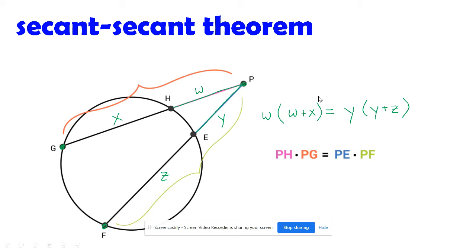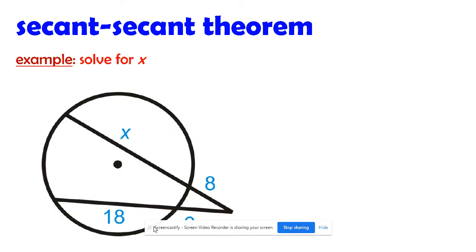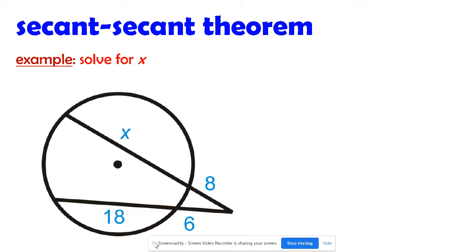So again, we're going to see a couple examples of this to see how this will work. So here, we've got 2 secants. The top one here, we have an 8 and an X. So I'm going to take the 8, that's the part on the outside, and I'm going to multiply it by both parts added together. So 8 plus X. And then on the other side of the equal sign, I'm going to do the same thing with the 6 and the 18. The 6 is the part on the outside of the circle, so it's going to be out here in front of the parentheses. Then inside the parentheses, it's going to be the 6 and the 18 together, 6 plus 18.